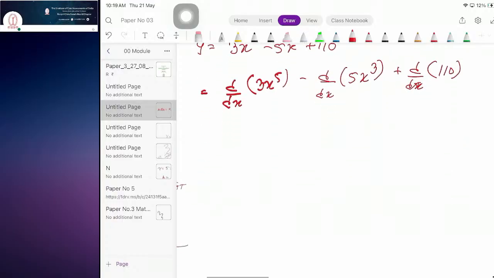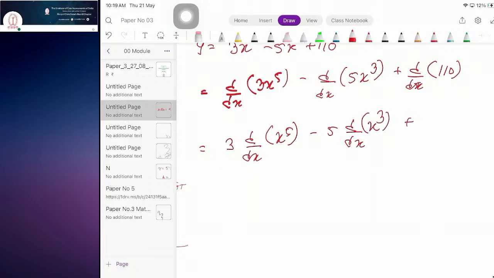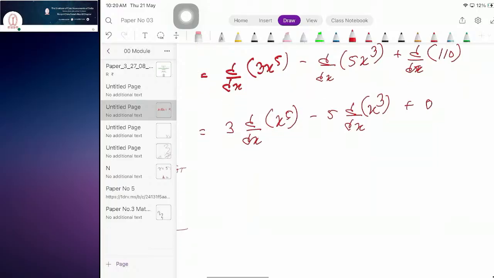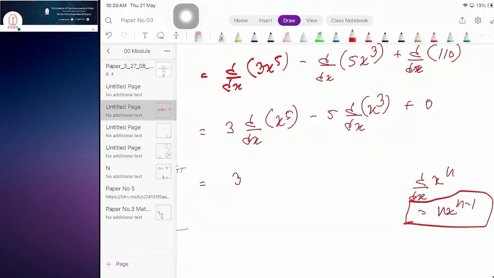3 is a constant term, so that comes out first. So that gives you d upon dx of x raised to 5 minus 5, a constant, d upon dx of x cube plus 110 is a constant value, and when there is a constant you get the answer 0. The differentiation of a constant cannot be found, it is always 0. So here 3. Now what is x raised to n? The d upon dx formula of x raised to n is n x raised to n minus 1. This is your answer that we have already seen in the formula.